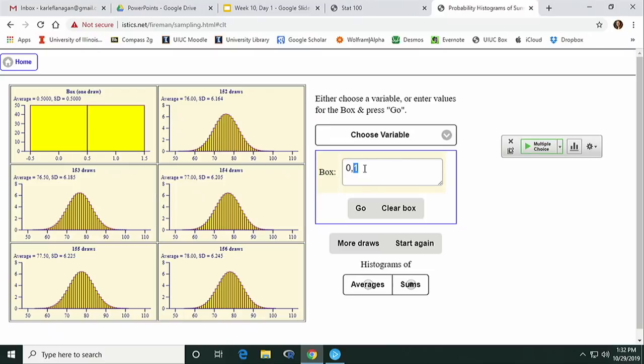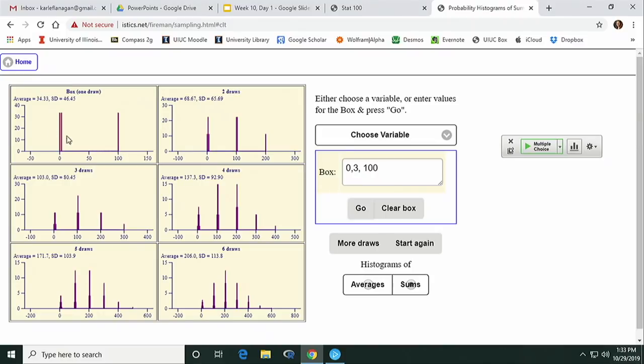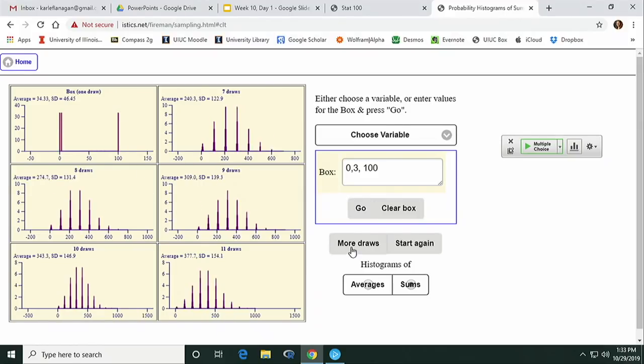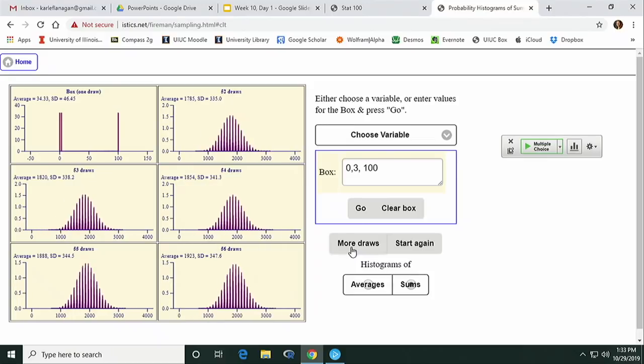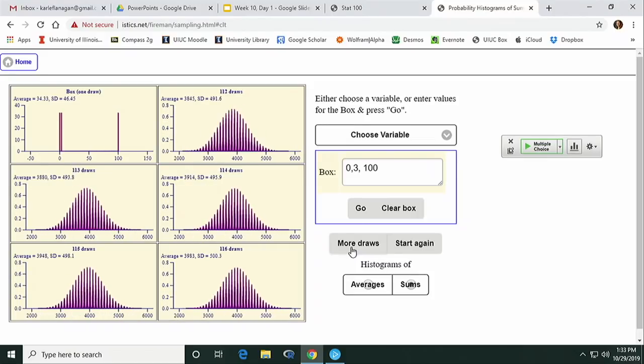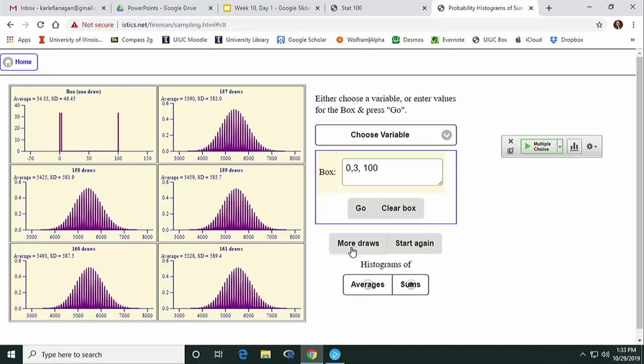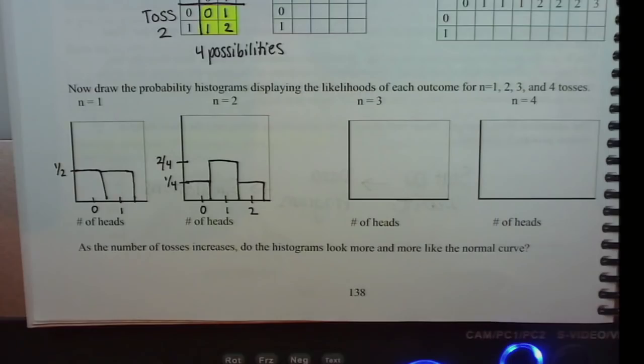It doesn't matter what I put in here. I can put 0, 3, and 100, as long as we're dealing with sums, averages, or percents. Let's press go. So here's the probability histogram. At first, it doesn't look like the normal curve at all, but as n increases, let's keep going, you can see they're forming into this nice normal curve, which will happen no matter what. So that's all the possibilities on the x-axis, all the probabilities on the y-axis. As n goes up, the histograms look more and more like the normal curve.